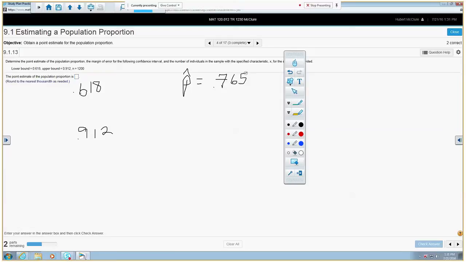Now, if you want to find the margin of error, since P hat is equal to that, Q hat, or 1 minus P, is equal to 0.235. Okay, now somebody take 0.912 and subtract 0.765. What do you get?